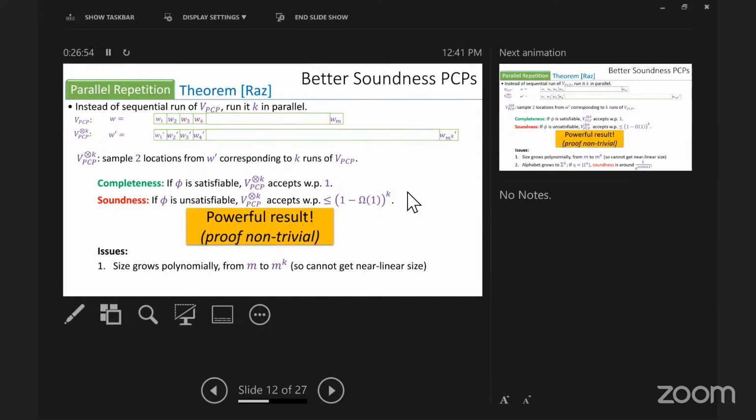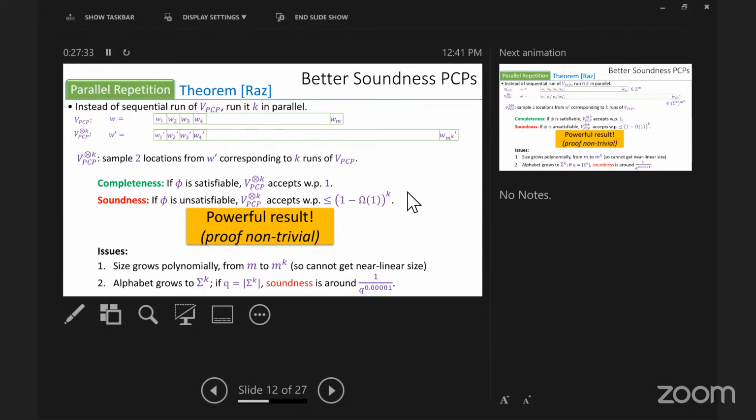But the primary issue here, with respect to what we discussed, is that the size of the proof increases considerably. It increases from size m to size roughly m to the k. In particular, anything along these lines cannot give you near linear PCPs, let alone n times polylog. And the secondary issue is that each symbol here now includes k symbols from the original one. So if your alphabet was sigma, the new alphabet is going to be sigma to the k, which is again much, much larger.